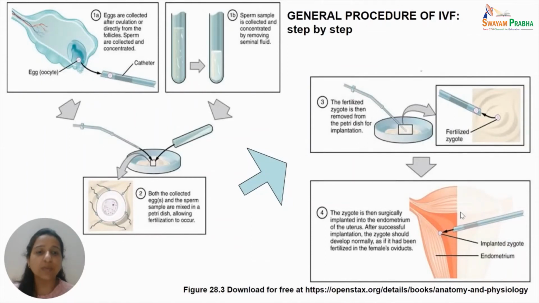And after successful implantation, the zygote develops normally. It completes its embryonic development as if it had been normally fertilized in the female's oviducts. So there is no difference in the development of the zygote, and there are generally no effects on the baby, even if it is fertilized outside or inside the mother's body, because the whole of embryonic development takes place inside the body of the mother.